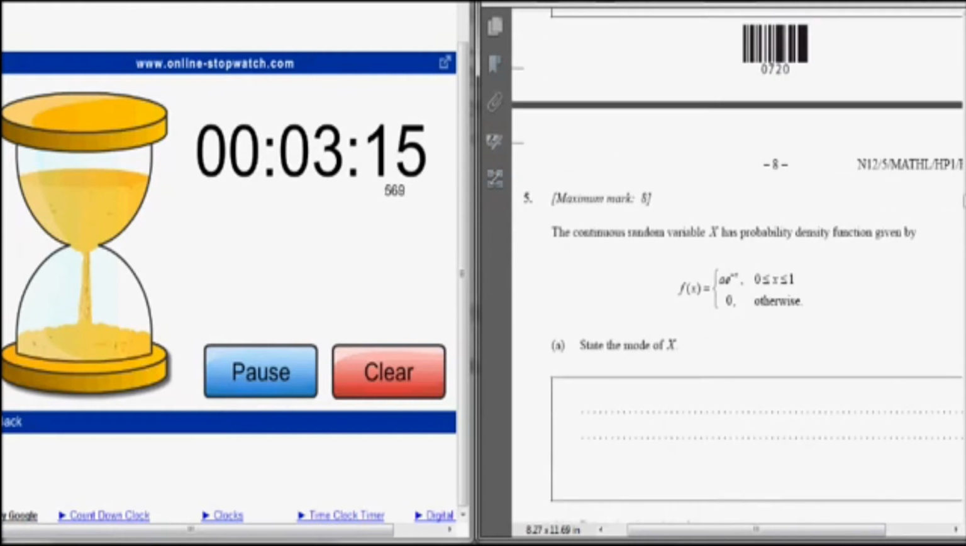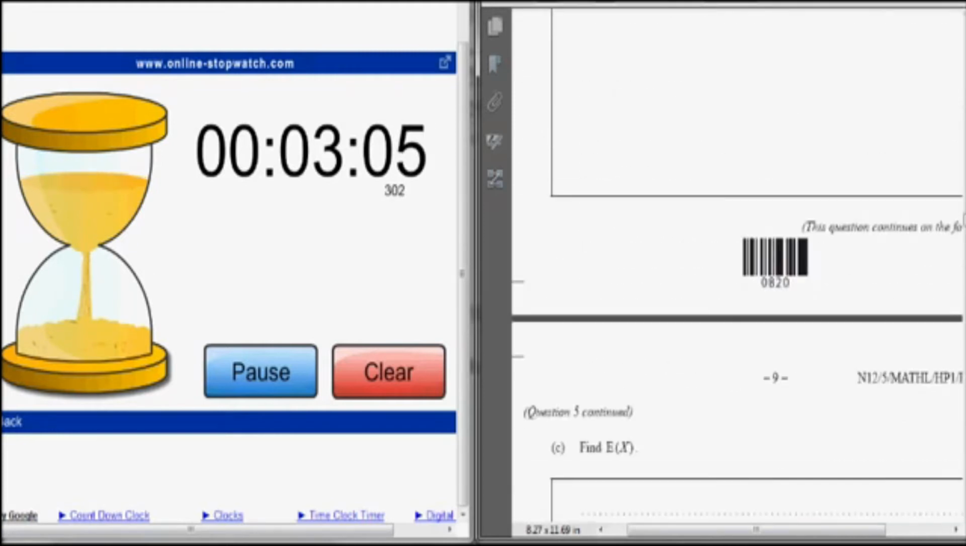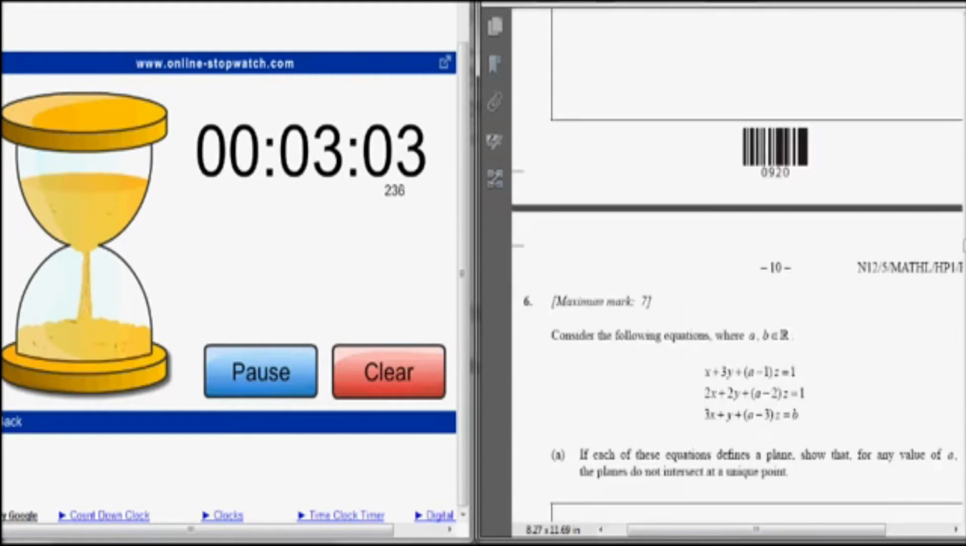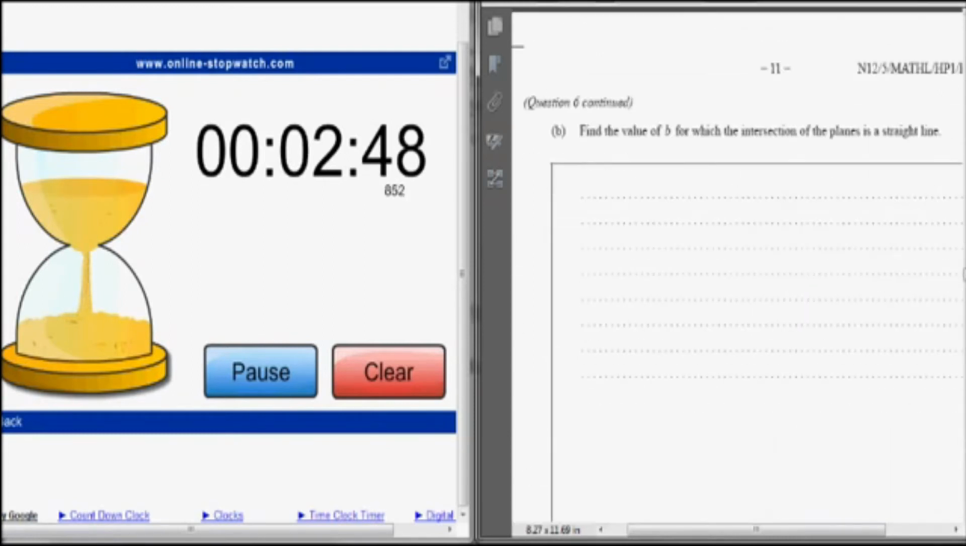Oh, now it is probability density function. I'm not very sure if I had done this chapter very well. Maybe it might be difficult. Let me see. Okay, this is a continuous probability function. Okay, and here it is a matrix. It looks like it's a matrix question. Equation of a plane. It says there is an equation of a plane. So it is vectors and matrices combined. If I have done this very well, I can easily do this question.